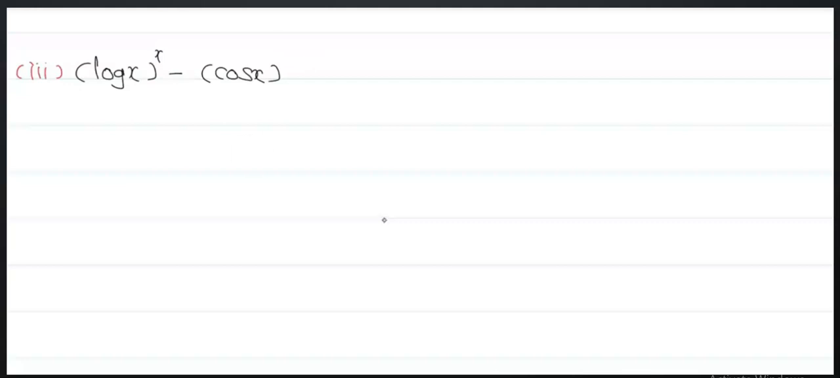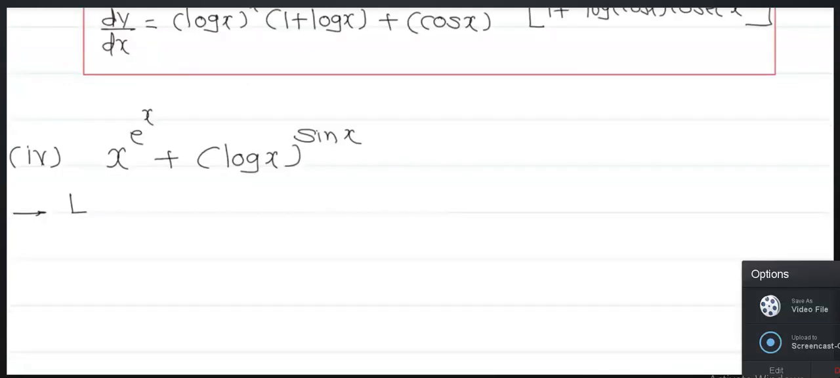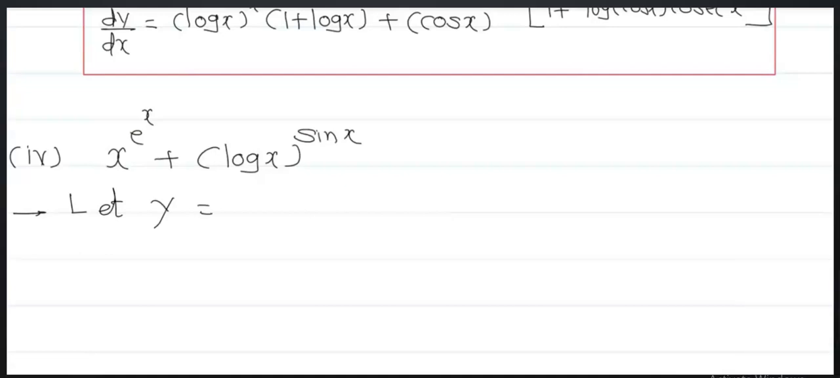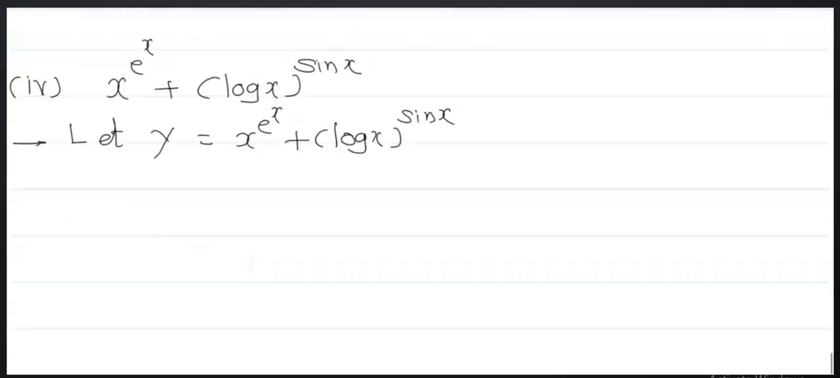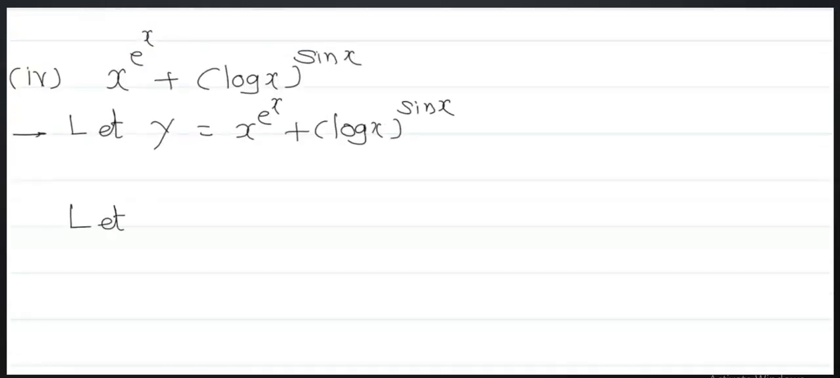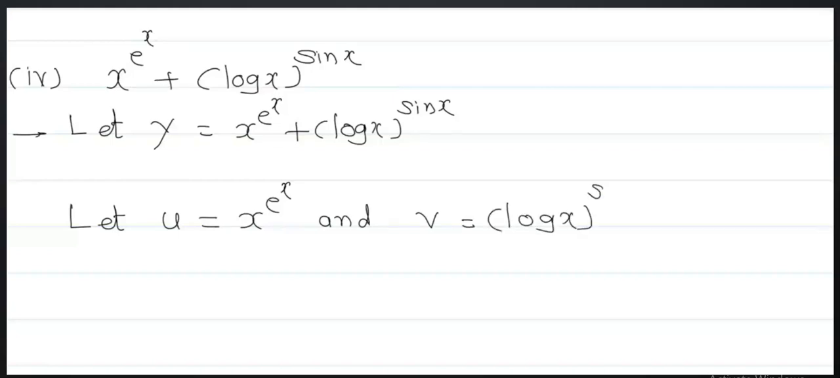Third, log of x raised to x minus cos. The third problem is missed by me. That is the fourth one: x raised to e raised to x plus log of x raised to sin x. Therefore u is equal to x raised to e raised to x and v is equal to log of x bracket raised to sin x.